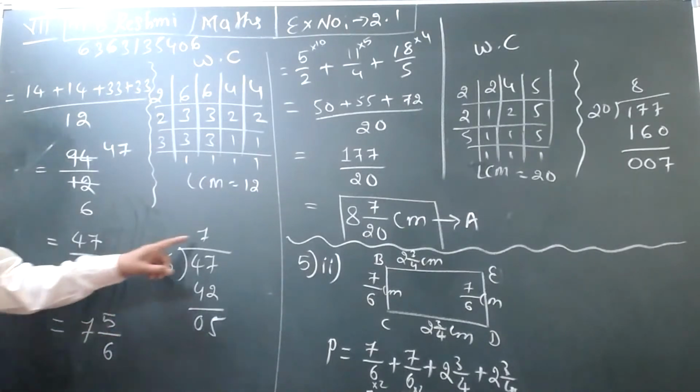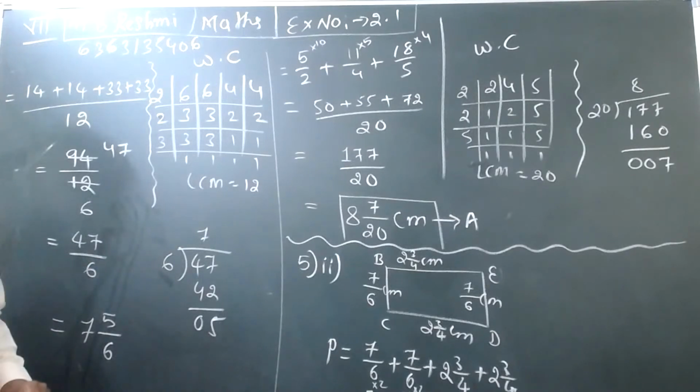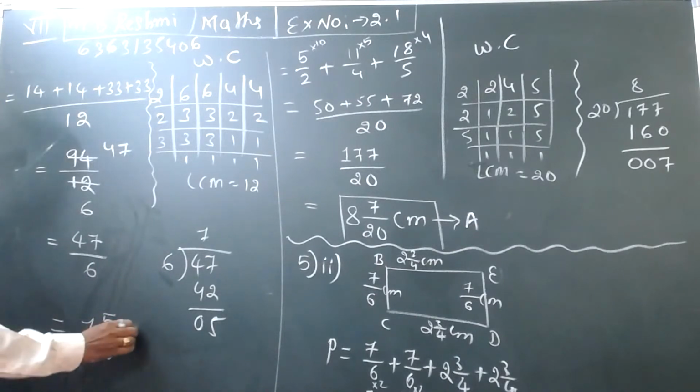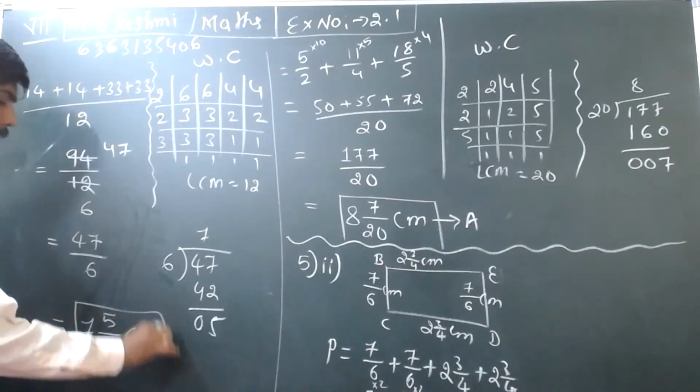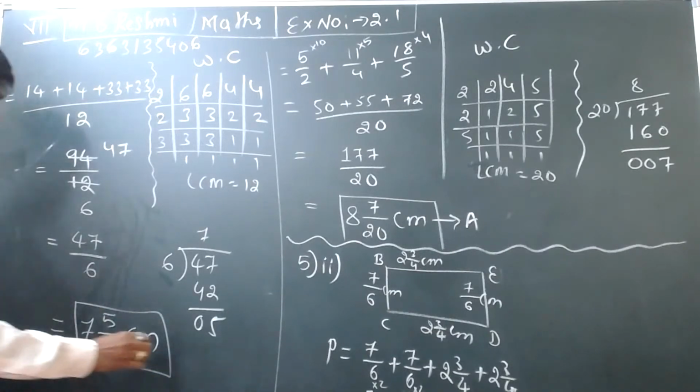What did I do? Quotient should be written in whole number place. Remainder should be written in the numerator, and the divisor should be written in the denominator with the centimeter. Now this is for rectangle and that is for triangle.